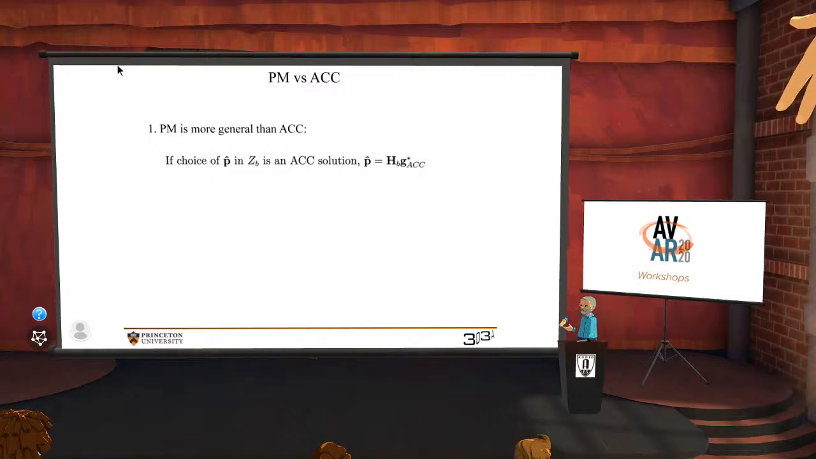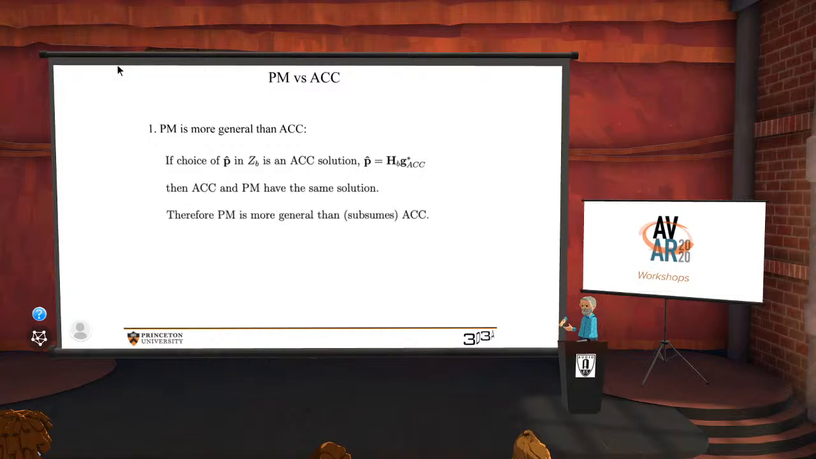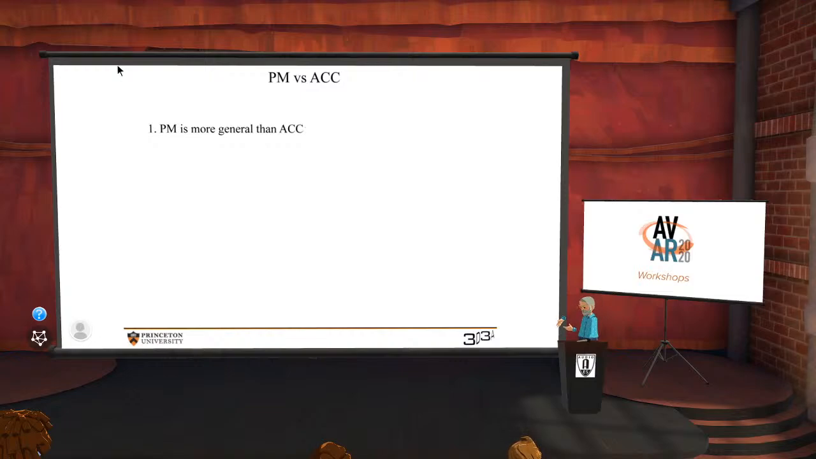It's very simple. If the choice of p hat in the bright zone happens to be an ACC solution, in other words, a solution of the acoustic contrast control method, which would be p hat equal to that solution multiplied by the bright zone transfer function, then the ACC and the PM method will have the same solution. That proves that the phase matching method is more general than, and therefore subsumes, the previous method. So we haven't lost any generality if we forget about ACC and move on to the phase matching technique for designing personal sound zones. And that's one of the main advances that happened over the past 5 years.